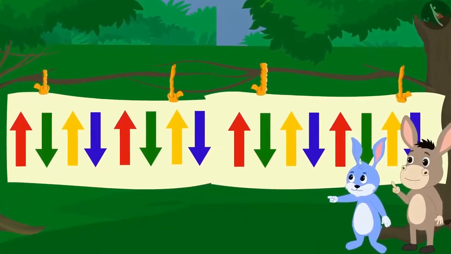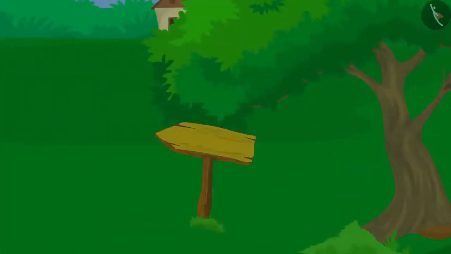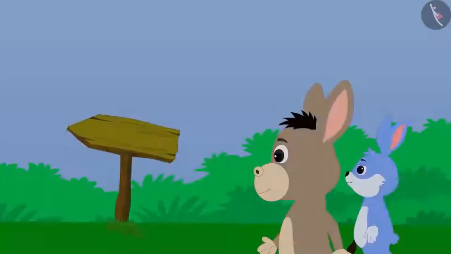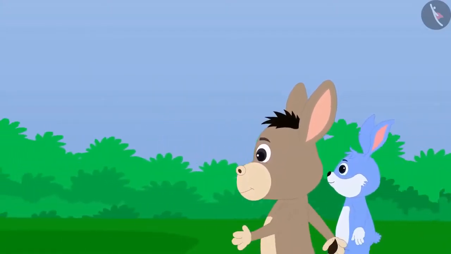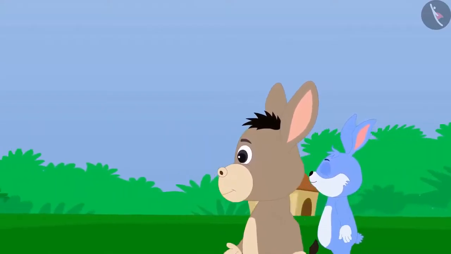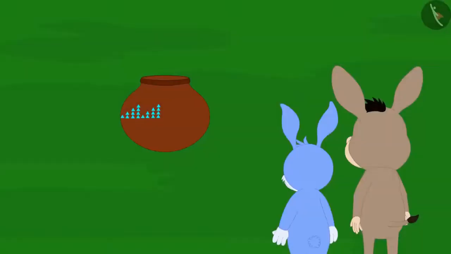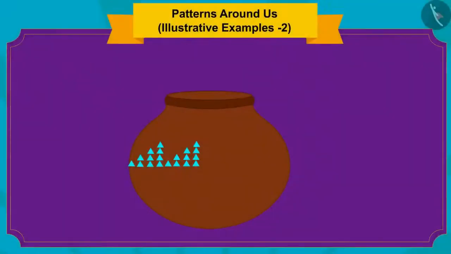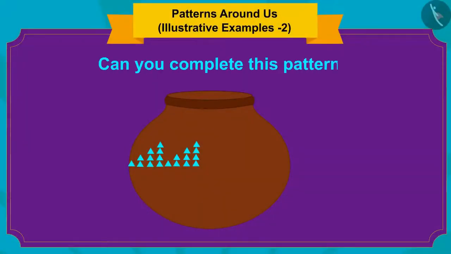As soon as the pattern was completed, Bunny and Bhola once again saw another arrow sign on their way to the exit. Bunny and Bhola started moving in the direction of that arrow. This time, they saw an earthen pot on the way. Such type of an incomplete pattern is made on the pot. Children, can you complete this pattern? You can find the answer by stopping the video.